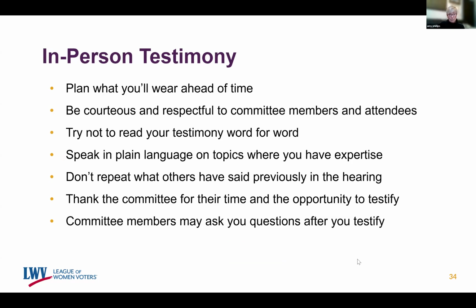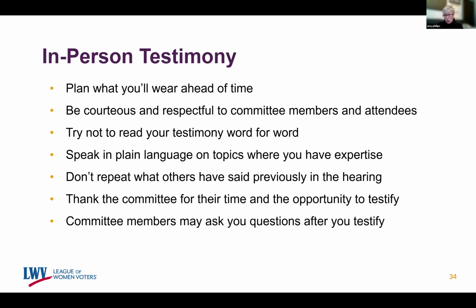In-person testimony, if you're going to be right there in person, some of this you know already or you can intuit, but just as a reminder, plan what you're going to wear ahead of time. Clearly, you probably wouldn't want to wear anything that may have a political statement on it. You want to be courteous and respectful to committee members and attendees. Try not to read your testimony word for word. That can get kind of boring. So practice summarizing what you want to say ahead of time. Speak in plain language on topics where you have expertise.